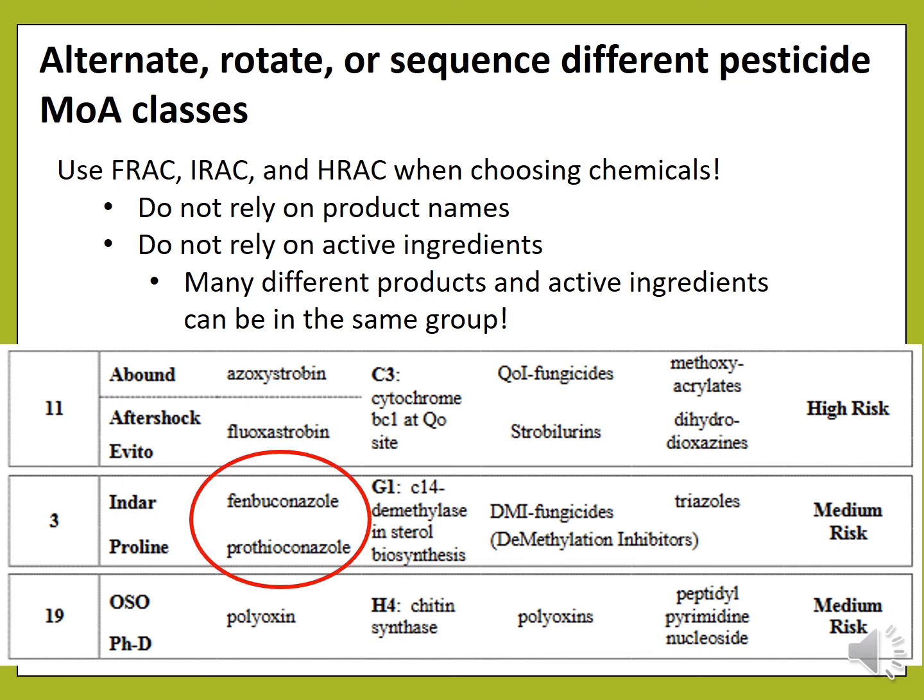If you were only looking at the active ingredients to plan your rotation or sequence, and you're saying, oh, these two products have two different types of active ingredients, if I alternate or rotate between these two, then perhaps I'm doing a good rotation or sequence. But in truth, these are both group 3 fungicides, so this is not a good rotation or sequence. You want to look at the group numbers to plan your sequences. So to plan a true rotation or sequence, you would want to move between 11, 3, 19, and so on. So again, you really need to be using these numbers, not the names and not the active ingredients when you're planning rotations or sequences for pesticide resistance management.